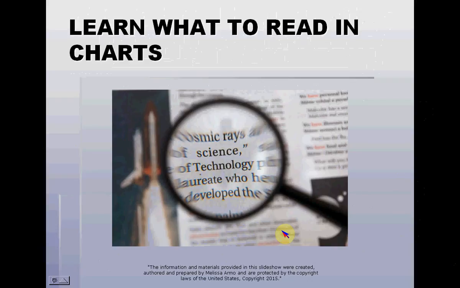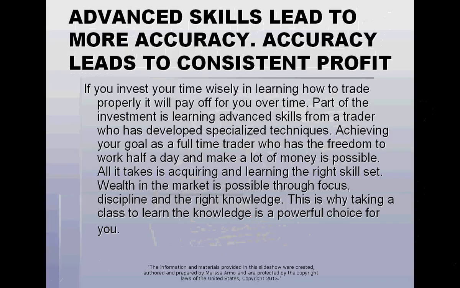You've really got to learn what to read in the charts to know what you're doing in the trade, to take the position, to put the stop, and even to judge the size. Because 6,000 shares of something is a big share size. $700-some risk is a big risk. $500 risk is a big risk. And you've got to know what you're doing to take that kind of risk. And it's really all about the advanced skills. Advanced skills lead to more accuracy, and accuracy leads to consistent profit, and not only that, to larger profit.